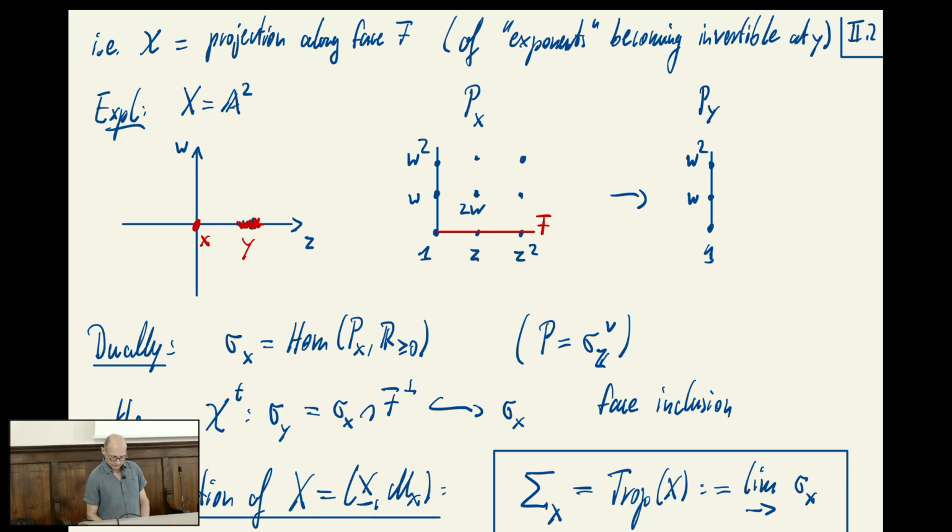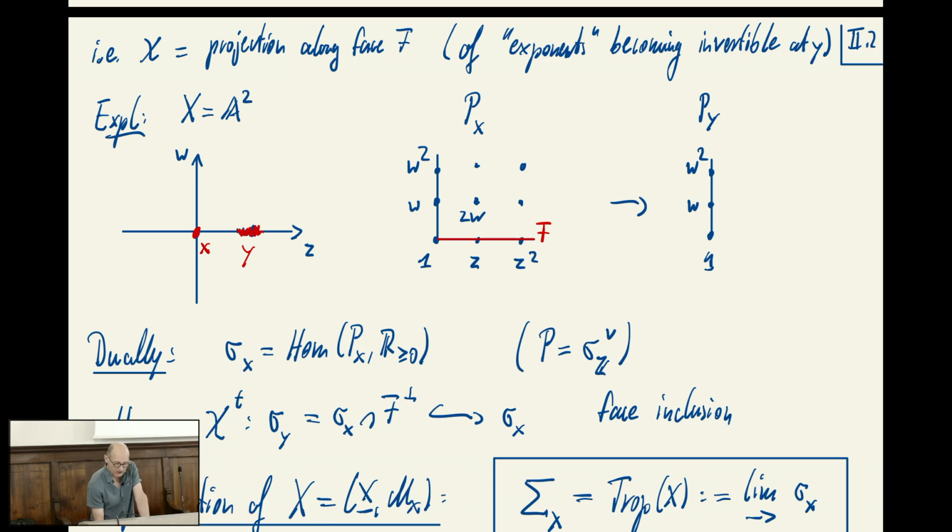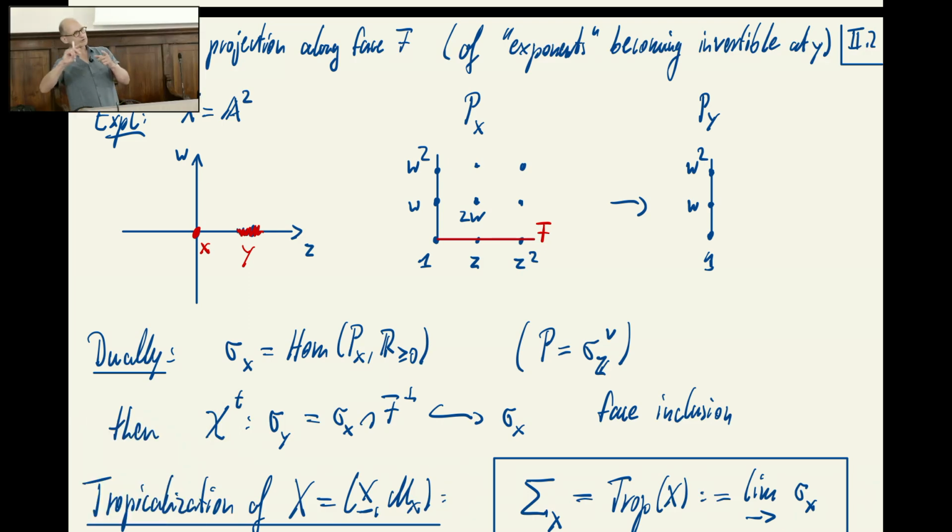The standard notation would be like this. Whenever you have a cone, you can form the dual, that's Hom to R, larger or equal 0, as a monoid, and then take the integral points. And now you dualize the chi. Now this becomes an inclusion of a face. So dual to a projection along a face is inclusion of the perp face. So F perp intersected sigma x is a face in sigma x, and that is canonically isomorphic to sigma y. So we learned that whenever you have a generalization, you get an inclusion of the dual monoids as a face.